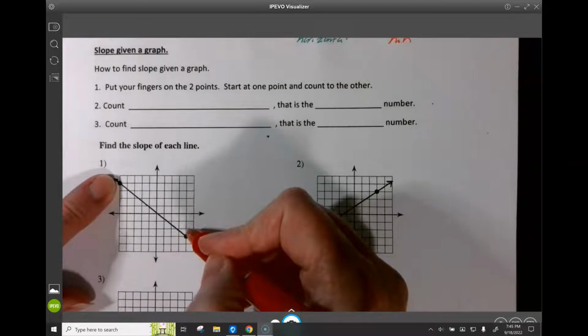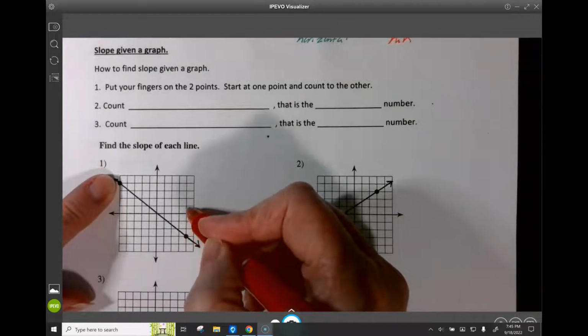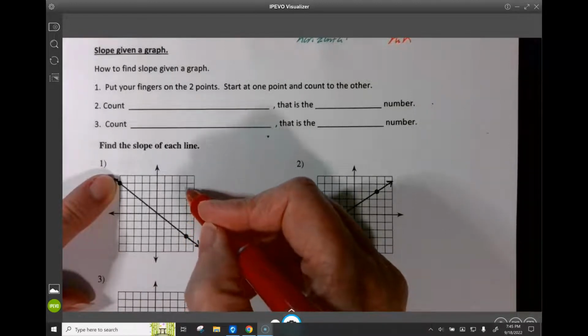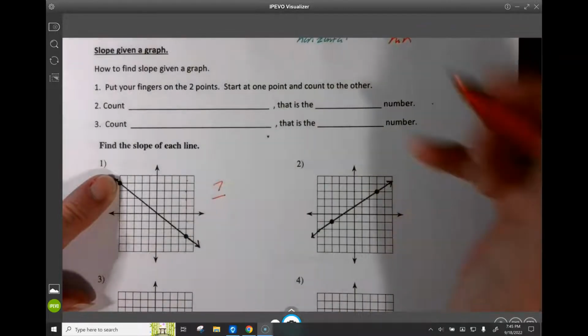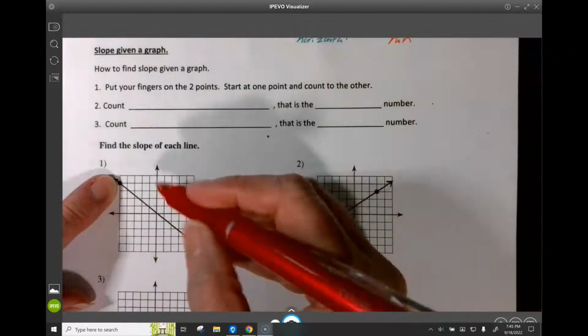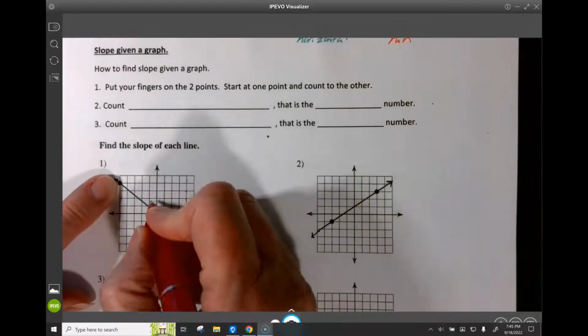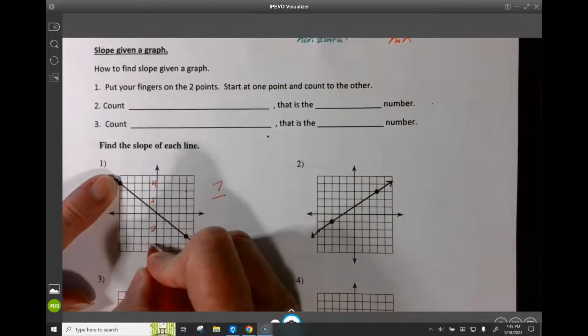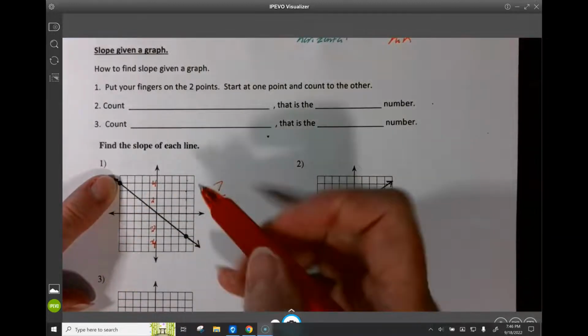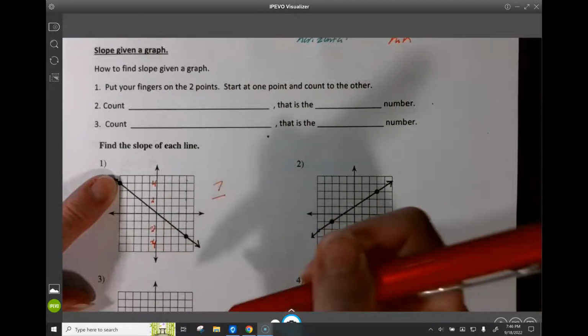And I'm going to count up 1, 2, 3, 4, 5, 6, 7. So I went up 7. Up is positive, because look at this. If I'm on my axis, this is a positive 2, positive 3, positive 4. This is a negative 2. This is a negative 4. So up is positive, down is negative.